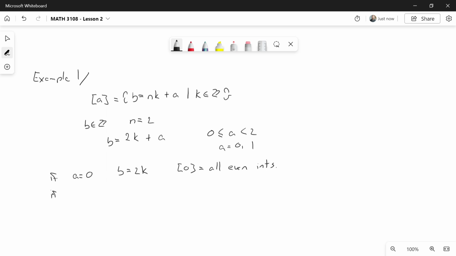Now if, on the other hand, A is equal to 1, what does B look like? B is equal to 2k plus 1, which we know happens to be all the odd integers. So my congruence class of 1 is equal to all odd integers. So if I have all even integers and all odd integers, these two congruence classes break apart, or partition, all of Z. So that's exactly what it looks like. This is the end of example 1. We'll see you in the next videos.